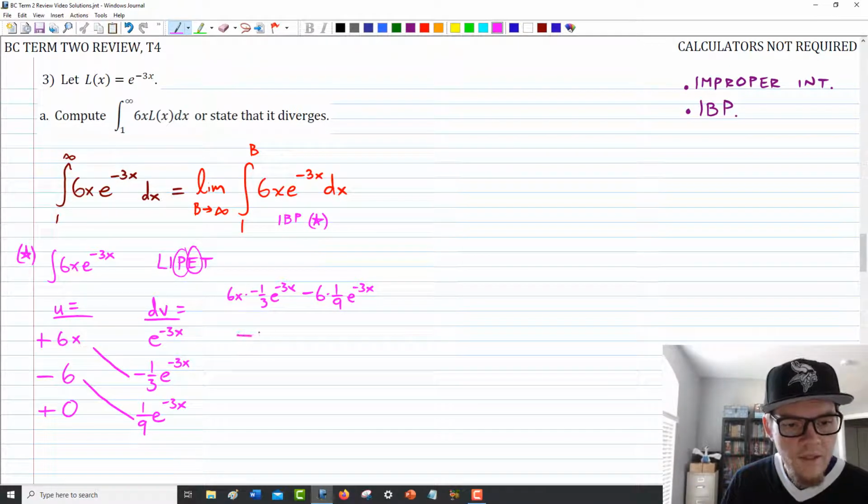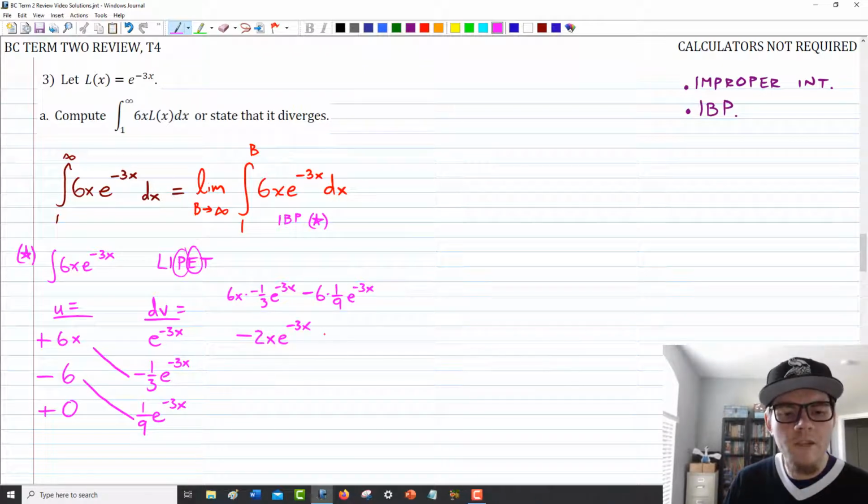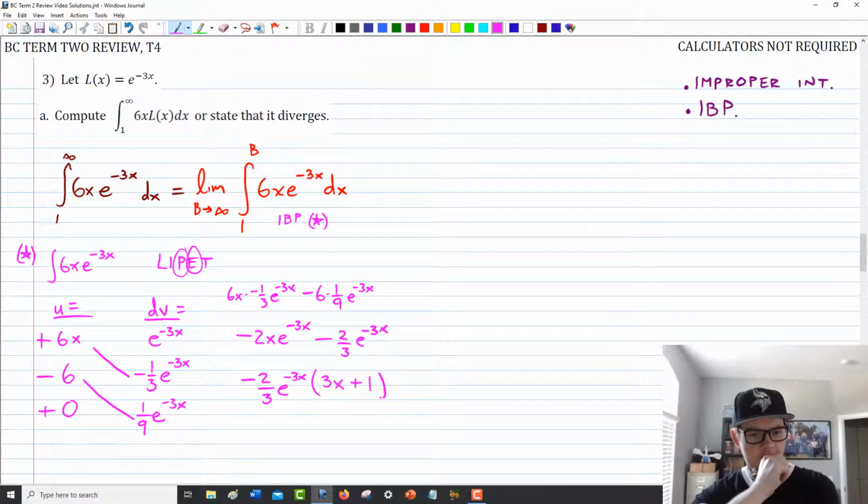This cleans up to negative 2x e to the negative 3x. And then the next one we've got minus 2/3 e to the negative 3x. For the sake of simplicity and to clean this up just a little bit, I'm going to factor out some GCFs here. I'm going to pull out a negative 2/3 e to the negative 3x, forgive me. That will now leave me with inside a 3x and a plus 1. So let me just check that really fast.